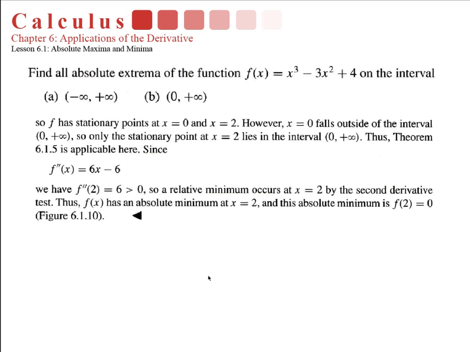So what we have here is a relative minimum, because we have concave up, and it occurs at x equals 2 by the second derivative test. Thus, f of x has an absolute minimum at x equals 2 because it's the only relative minimum on the interval. And this absolute minimum, f of 2, turns out to be 0 itself.